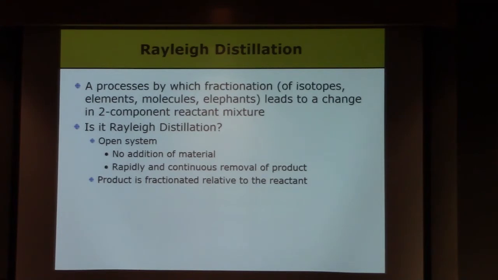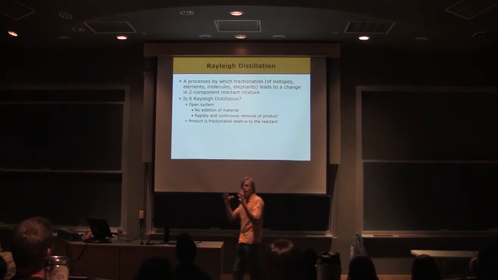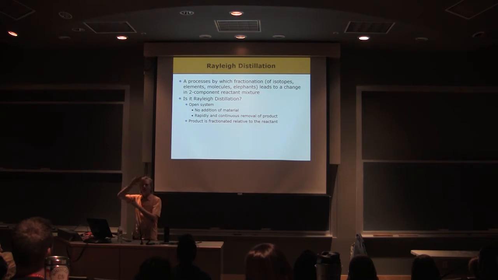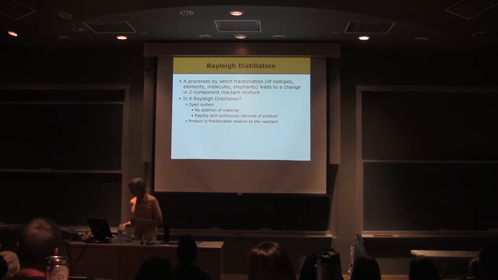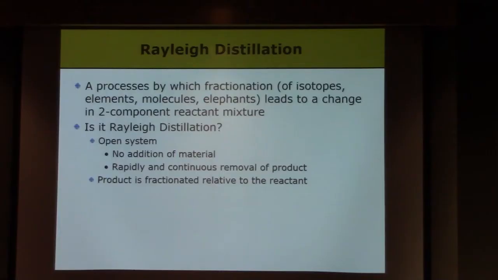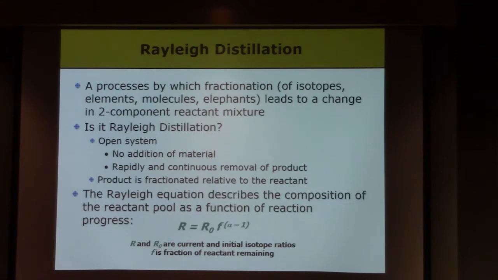One, you have to have a kind of semi-open system, right? You've got a pool of material that's evolving over time, but you're removing stuff from it. So you have to be removing the material that you produce through the fractionating process. So that gives it an open system condition. And you have to have fractionation in order for there to be a change in the composition of the mixture over time. All right, so those are the key conditions.